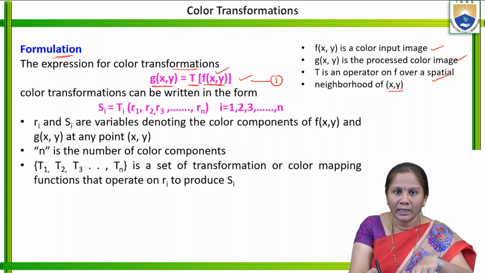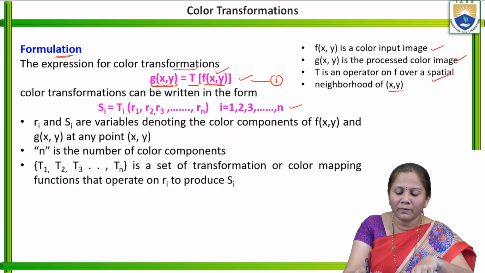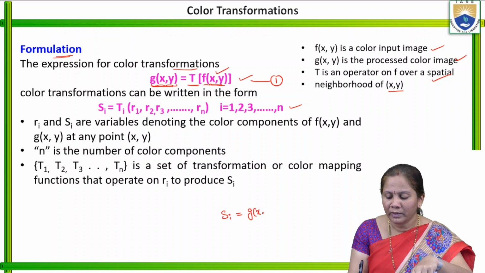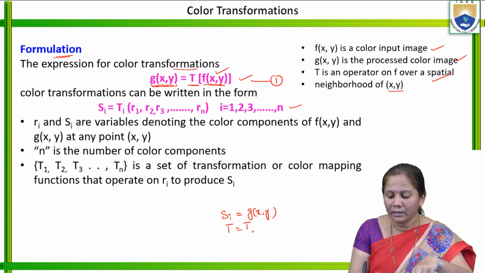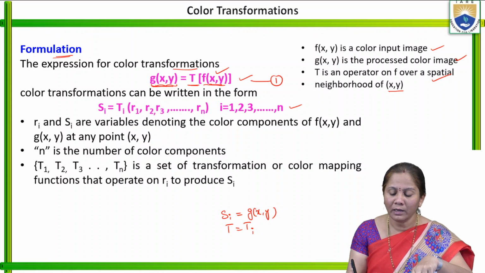Another way is Si is equal to Ti of R1, R2, R3, so on, Rn. So here i values will be ranging from 1, 2, 3, so on up to n. This is simply representing g of x comma y as Si. So here Si is equal to g of x comma y, and here T is replaced with Ti. Here also it is working as the operator, and here f of x comma y is replaced with R1, R2, so on up to Rn. So we can write simply Ri is equal to f of x comma y.